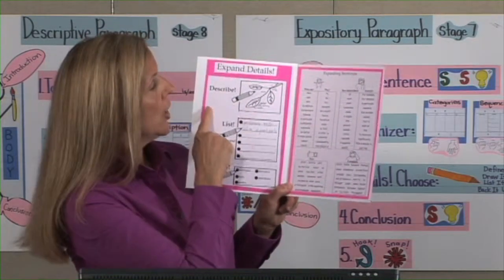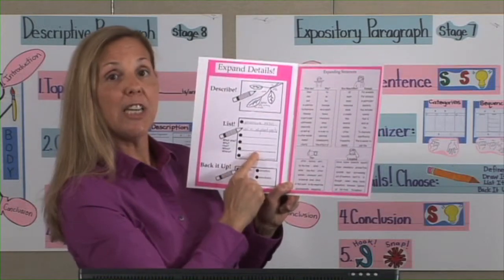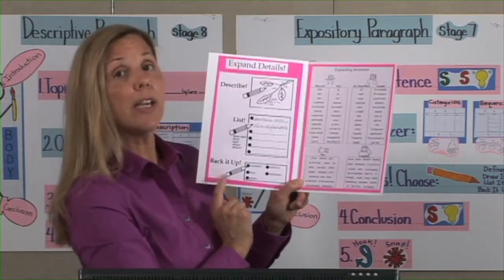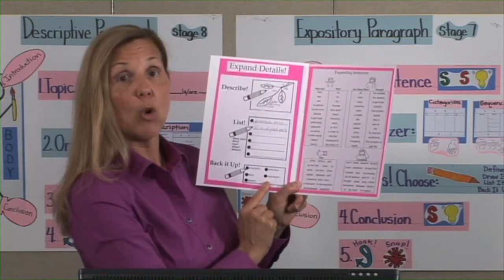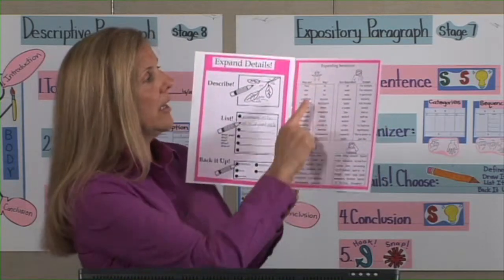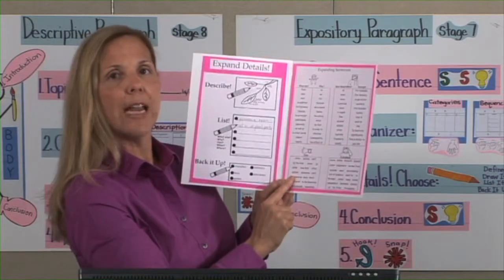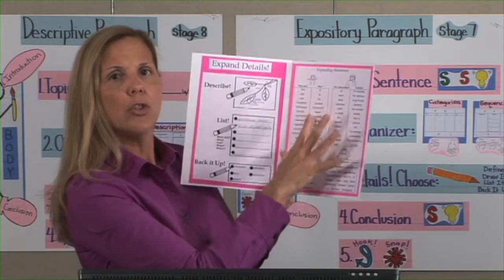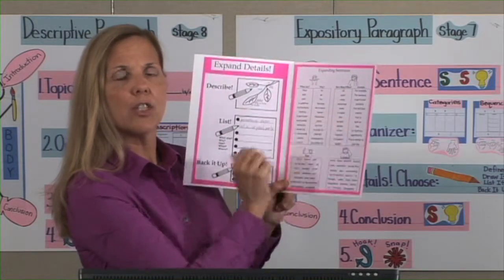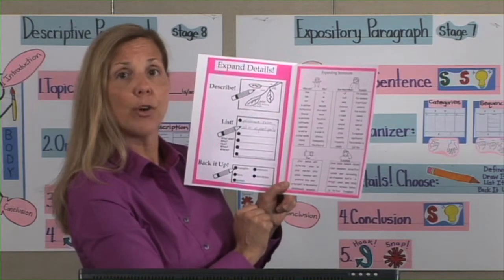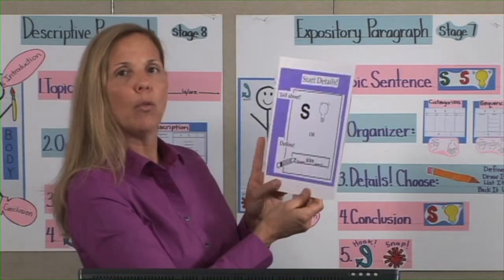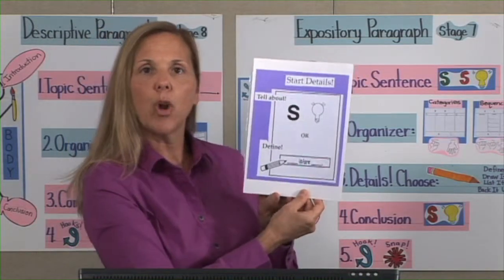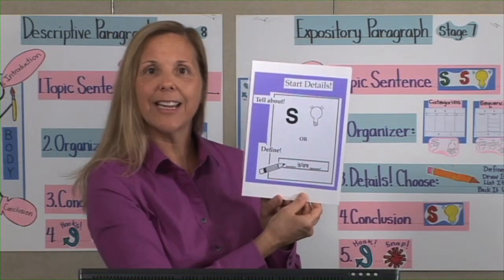Expand details. Do we need to describe? Do we need to list more information? Do I need to back up my details with an example or a fact, a statistic? And also on the facing page, if I am expanding my details, I have some keywords here that students can use as a reference in order to expand their sentences. This is a wonderful visual for you to show children as you're trying to start and expand your details.